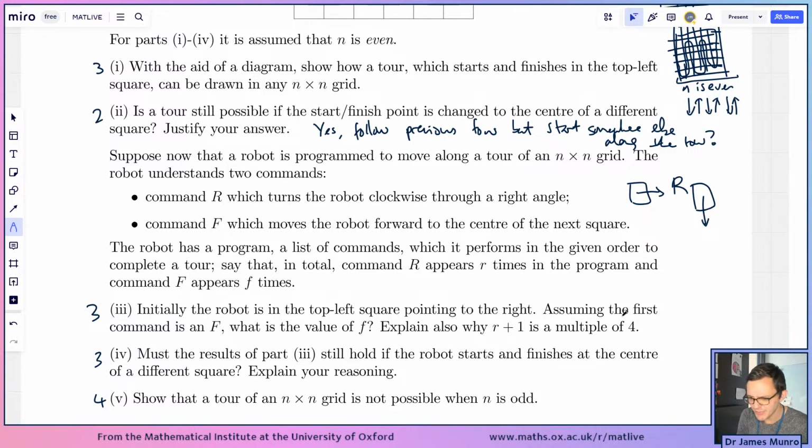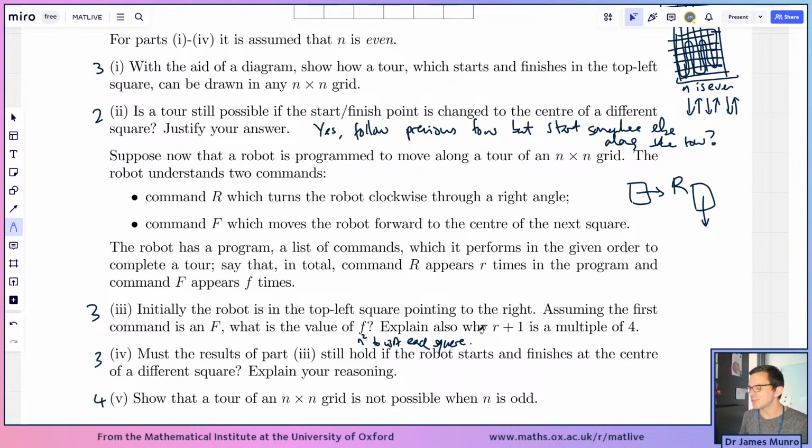Why does it say assuming the first command is an F? No spinning at the start? No, I don't know why it says starts with an F. Because the number of forward moves is the number of squares it's supposed to visit. I guess minus 1, because oh no, it needs to move into the start square as well when it gets round. Every time it does F, it visits a new square, and it also has to visit the start square at the end. So it's going to be n squared to visit each square.